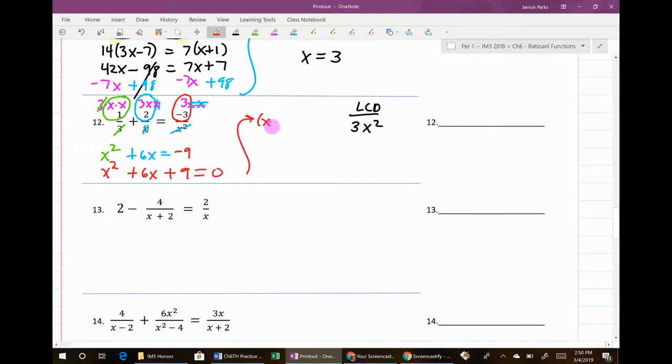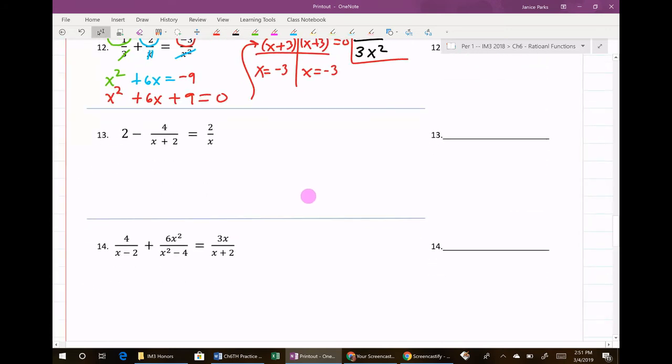When you factor that, it would be x plus 3 twice. Again, don't forget you still have equals 0 the whole time. And then when you solve this, x is equal to negative 3 twice. It's a double root. It doesn't make any of the denominators 0, so you could just write x equals negative 3, double root. I probably wouldn't mark you off if you didn't put double root, but it is a double root.